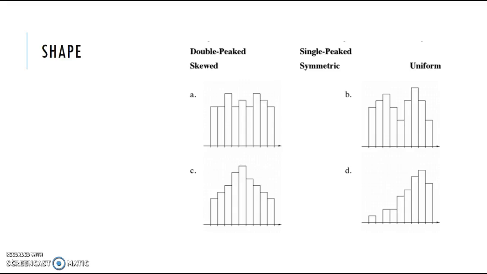Sometimes the distribution has more than one name. B, I would call both double peaked. There are two taller pieces, and symmetric. It's relatively symmetric, a line of symmetry right down the center. Picture C could be considered single peaked and symmetric, and picture D has a slanted triangle kind of shape, and that is typically considered skewed. And it's also got a single peak, so that one could have two names as well.